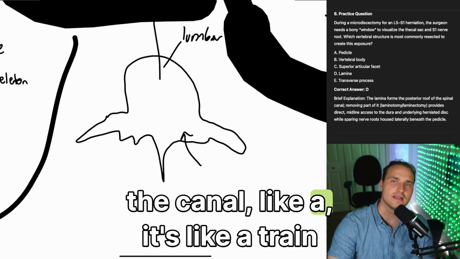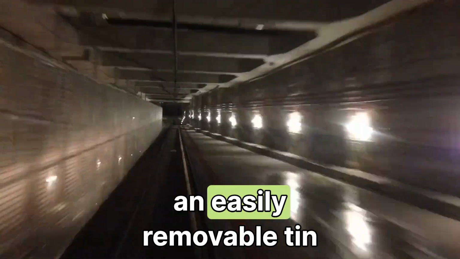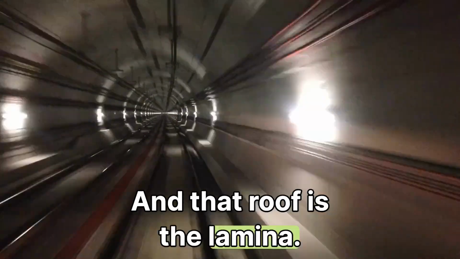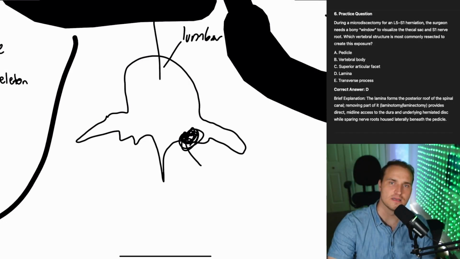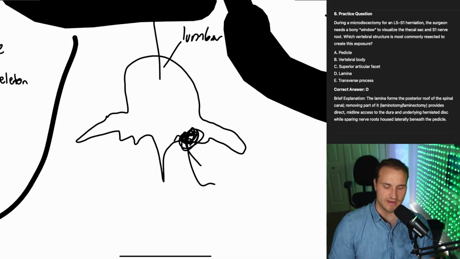So think of the canal like a train tunnel with an easily removable tin roof. And that roof is the lamina. So the lamina is the roof, the pedicle's the wall, right? So you're just going to enter right in here.